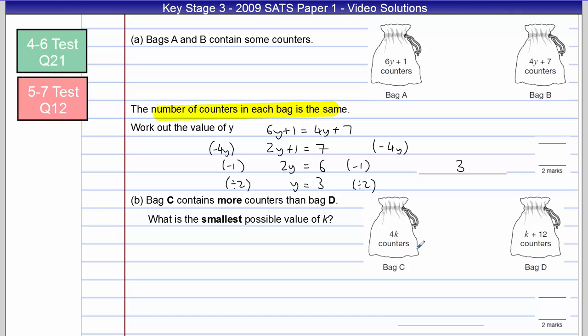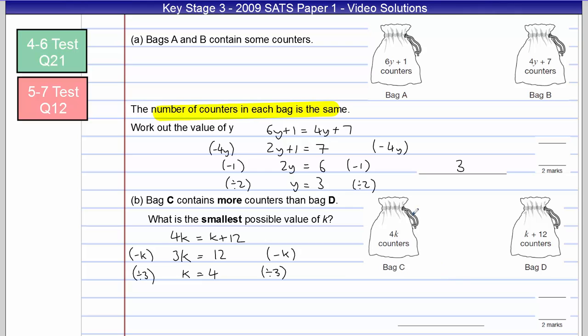To find the smallest value of k, let's pretend that they've got the same in each one, and that would mean that 4k is equal to k plus 12, much like we did in the problem above. If I take away k from both sides, that's going to get rid of k here. All I'm left with is a 12 on that side. Taking k from this side leaves me with 3k. And then dividing through by 3 is going to give me k equals 4.